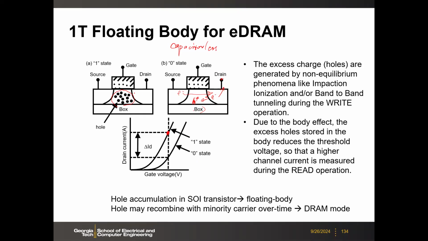And then after some time, these holes will recombine with electrons. Then this will decay, and you will go back to the lower currents. So this is not a permanent state. That's why this is DRAM. There's a certain retention time for the holes to be accumulated before they decay. This retention time could be microseconds, tens of microseconds to milliseconds, so it's within the DRAM range. So this is how it can be used as DRAM.